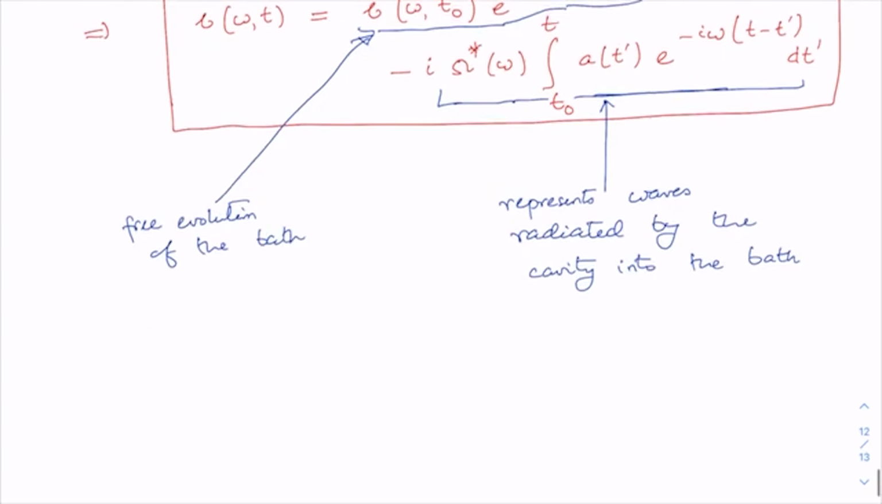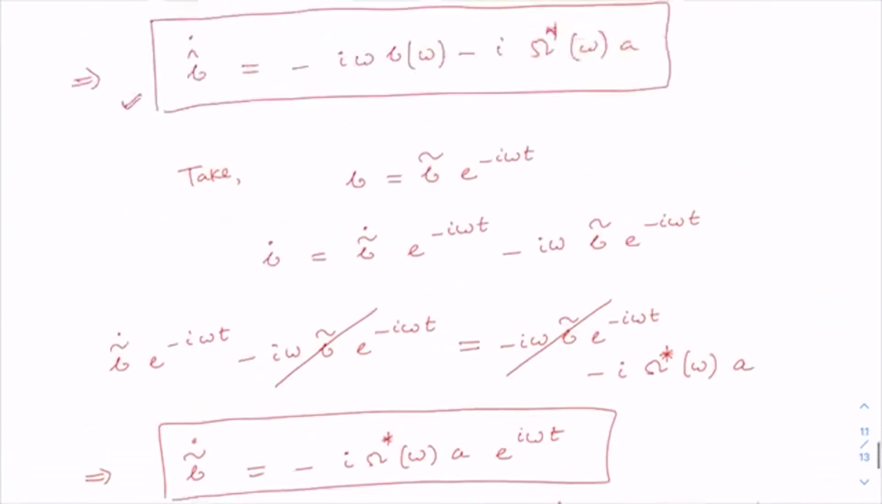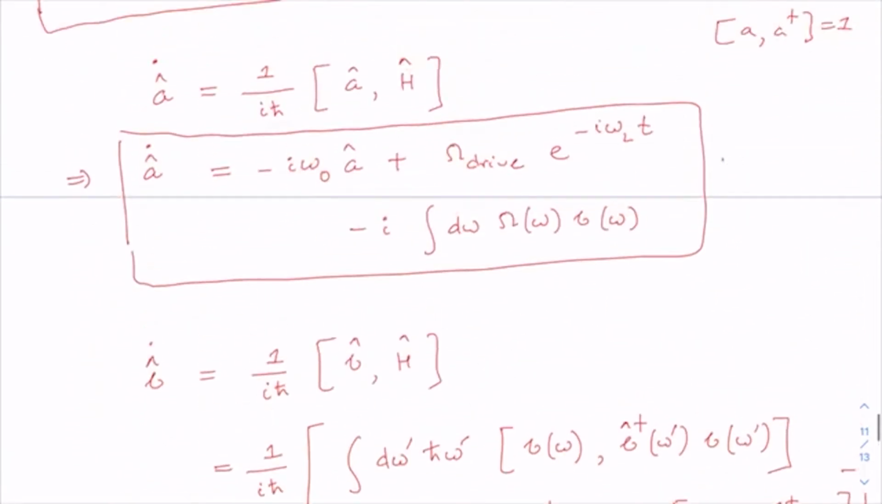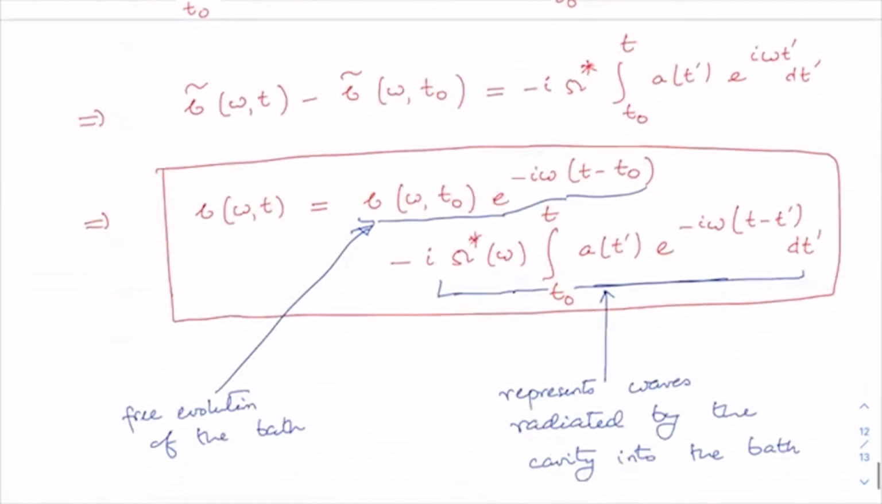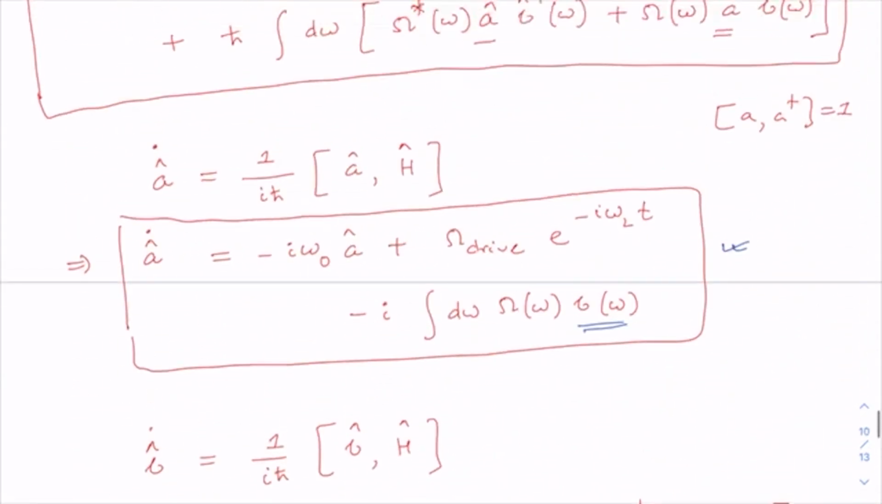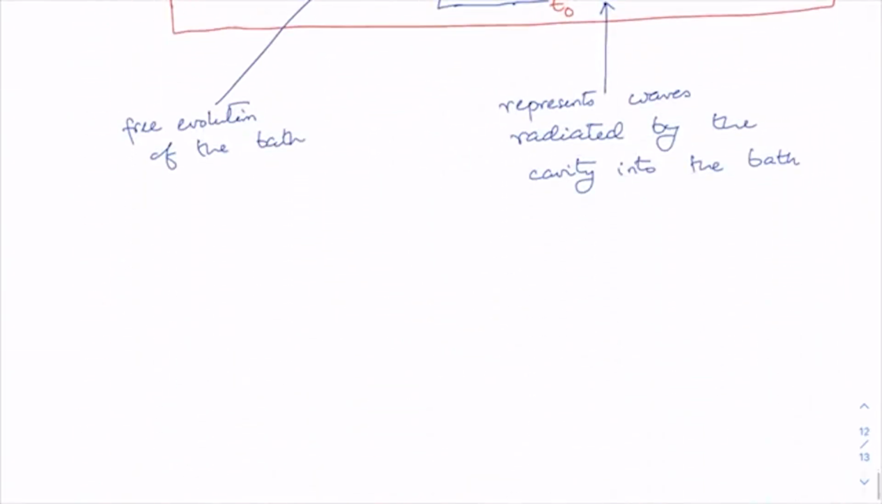Okay, now we can substitute this particular solution, this bath solution, into the equation for the optical mode here. So we can put b of omega into this equation. Let me first write it, then I will put it. I have to put my bath solution in this equation.